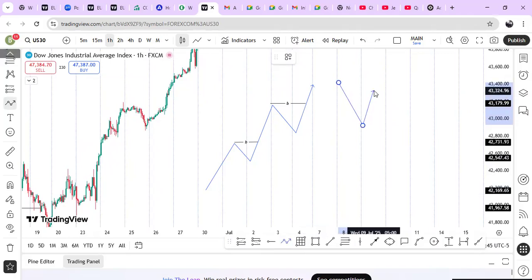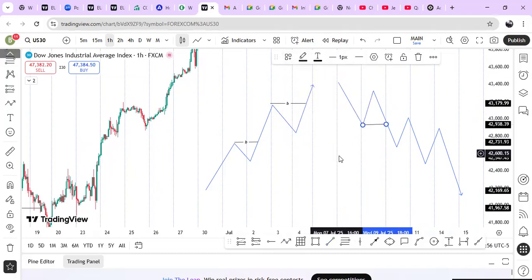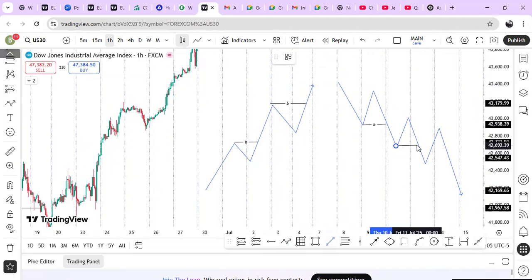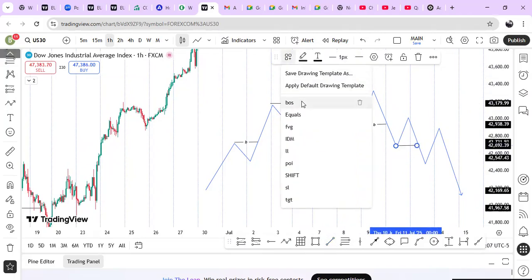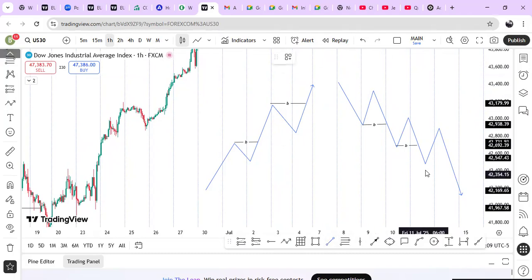Same thing: impulse, correction, impulse, correction, impulse, correction, impulse. What do we see? A break below the last correction, break of structure. Impulse again, correction rather, impulse, break below here. That's another break of structure. And break below here. That is another break of structure.